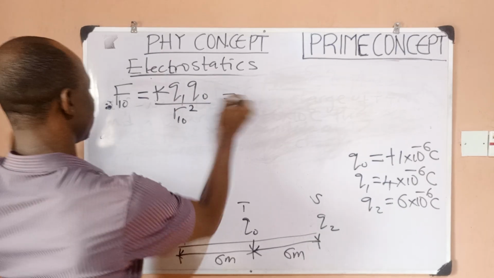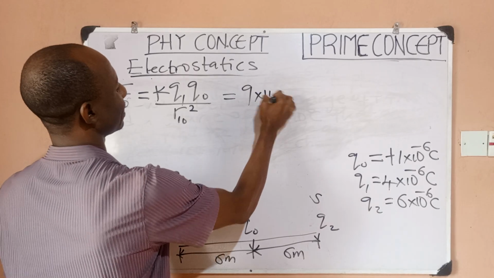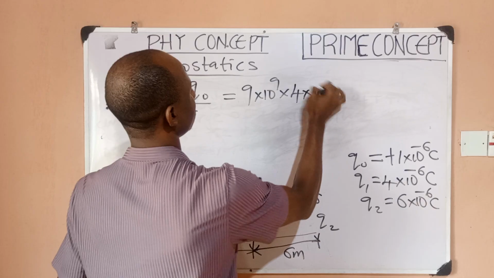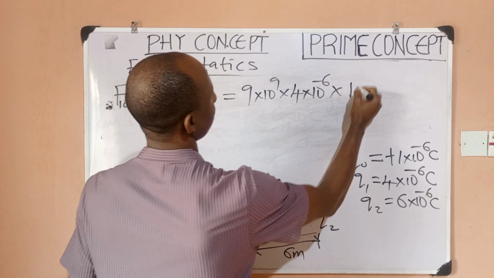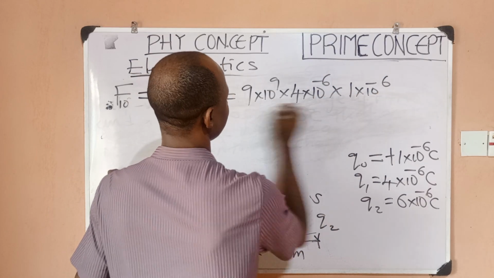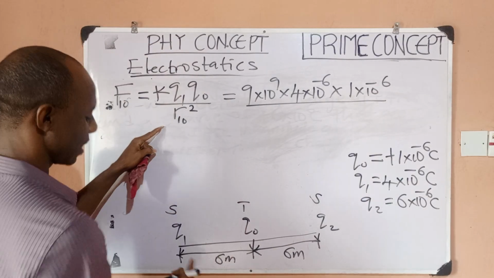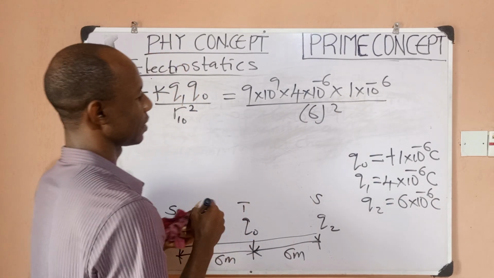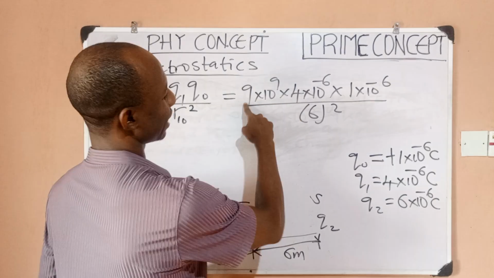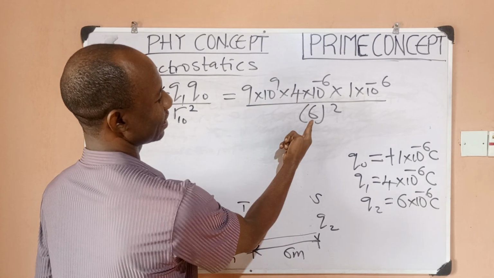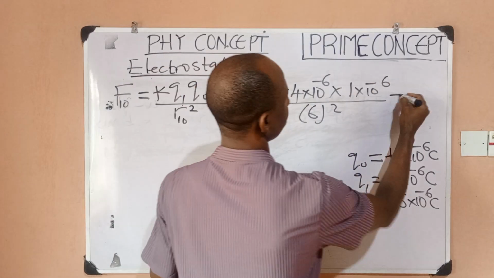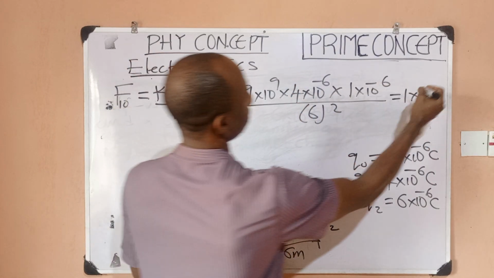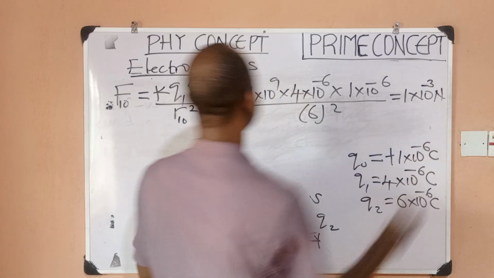So what do I have here? My K is a constant, 9 times 10 to the power 9, Q1, 4 times 10 to the power minus 6, Q naught, 1 times 10 to the power minus 6, divided by the distance, which is 6 squared. If you punch this, 9 times 4 is 36, 36 by 36 is 1. So I would have 1 times 10 to the power, this is 9 minus 12, which is minus 3. So this is what I have.